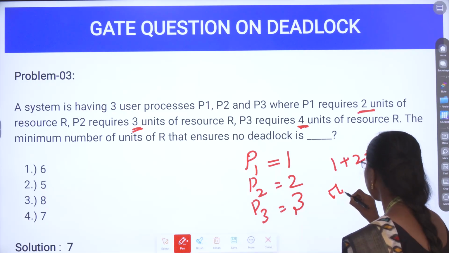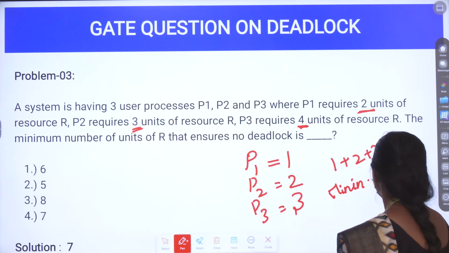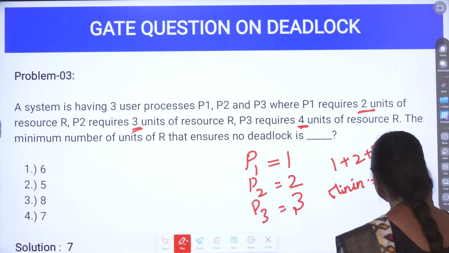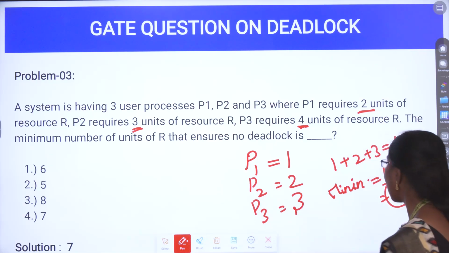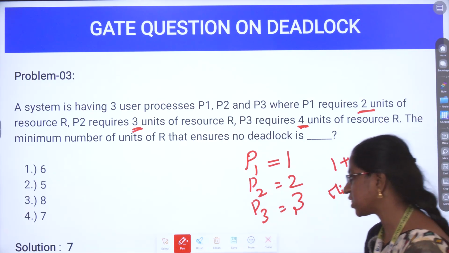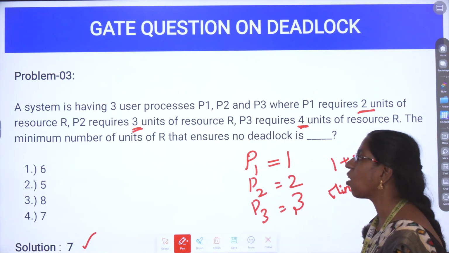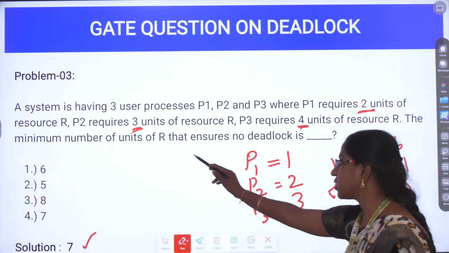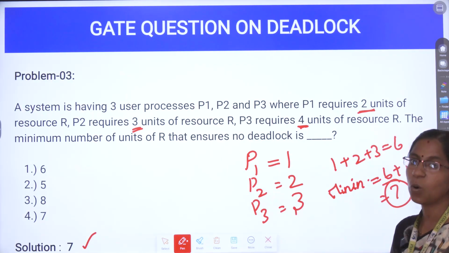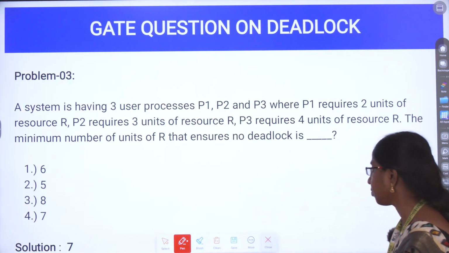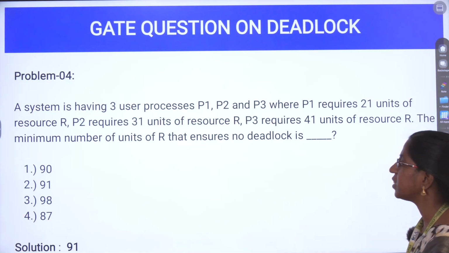So minimum number means 6 plus 1, 7. So our answer is 7 for this question. If I am having 7 units of resource R, this ensures no deadlock. Okay. The next question.